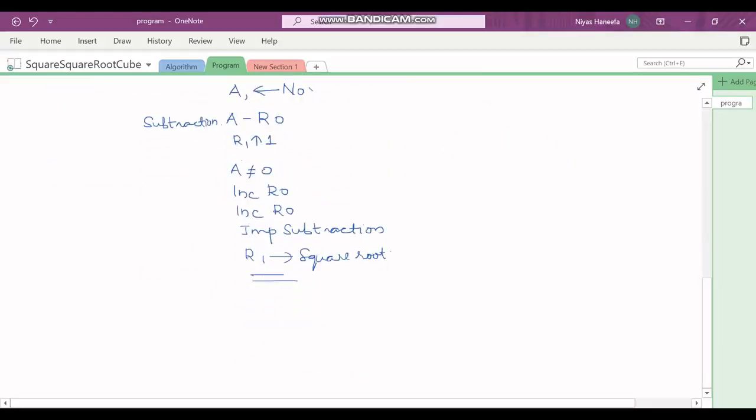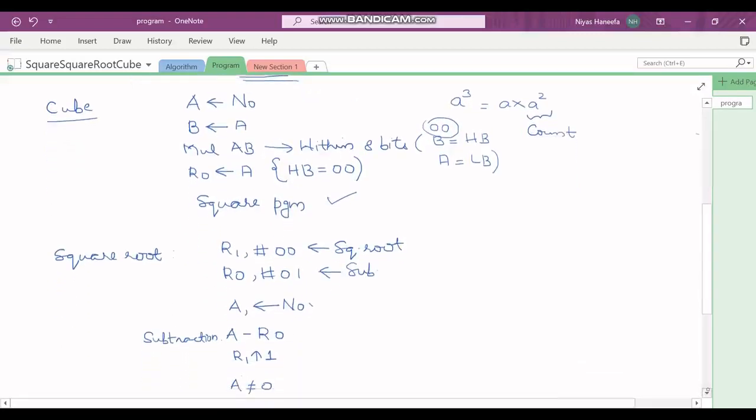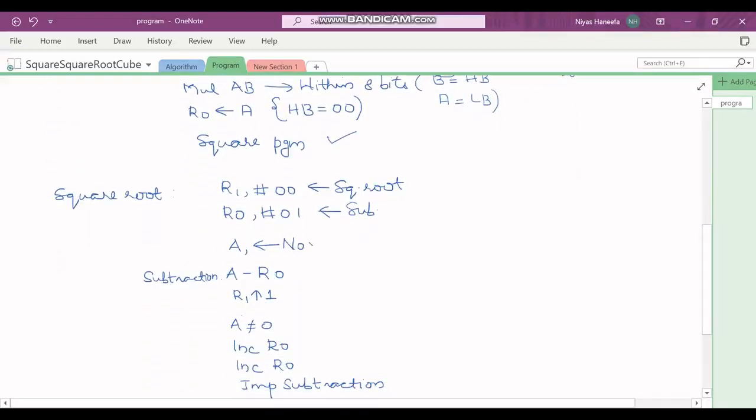Then in the case of this square root, we assume R1 is saved with the value of 0 for our square root. Then R0 corresponds to our subtractant. So we load the number to A. We will subtract R0 which is 1 from A. The square root will be incremented by 1 because we have performed subtraction once.